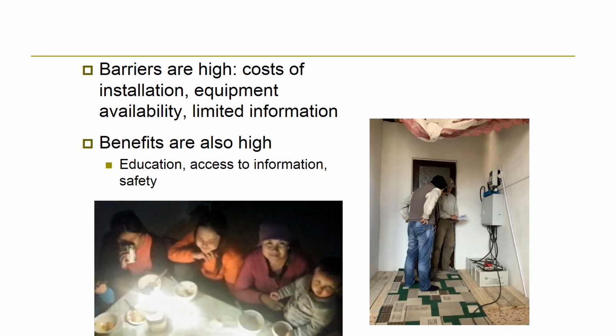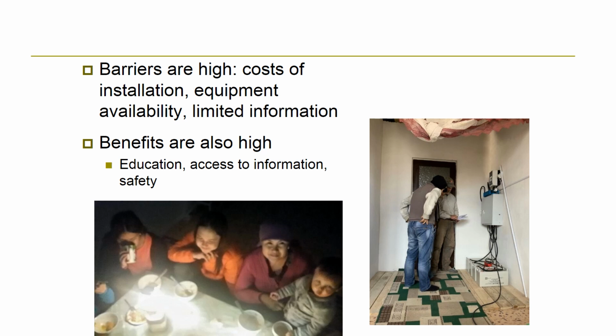In a case like this, there are many barriers to solar power implementation. For example, the cost of installation can be too high for people to afford without assistance. Materials and equipment for installation, as well as maintenance, can be difficult to find in these settings, and people may have limited access to information about these technologies.